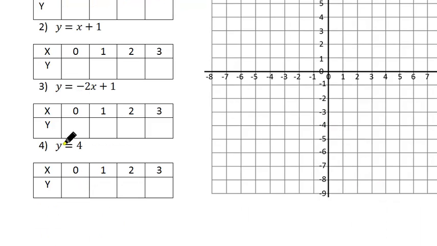Okay, our lucky last question. Y equals 4. Well, it doesn't matter what x is, it's just going to be 4. So it's 4, 4, 4, and 4. So where's y equals 4? Well, that's y equals 4 there. Doesn't matter what the x point is. So we can simply rule a line like that.